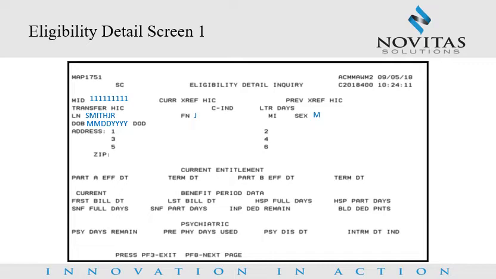If a match is found, information will populate in the applicable remaining fields, such as the beneficiary's address, Part A and Part B effective and term dates, and Part A benefit period information. As with any page discussed today, please refer to the FISS Manual for complete descriptions of all available fields. To access Eligibility Detail Screen 2, press F8.